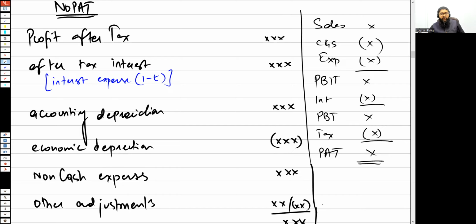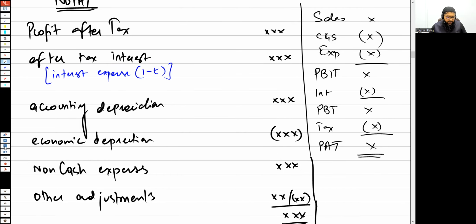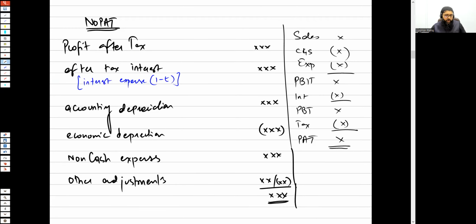Now let me just guide you. When we talk about the NOPAT, this is what you need to calculate. You start off with this profit after tax, which is here. You add back the after tax interest to it. The accounting depreciation is added back, the economic depreciation is deducted, non-cash expenses are added back, and other adjustments are there. Other adjustments could depend upon a lot of things.